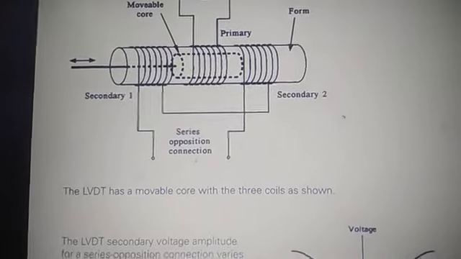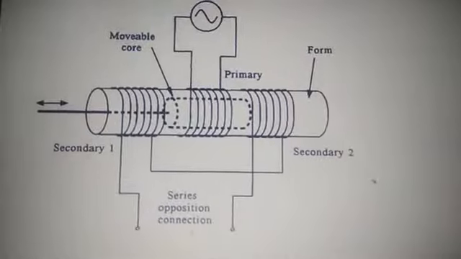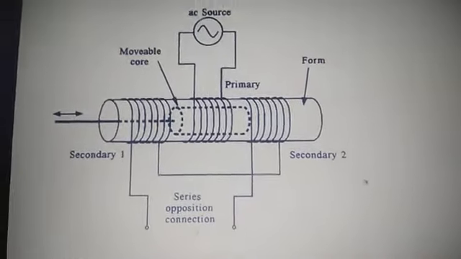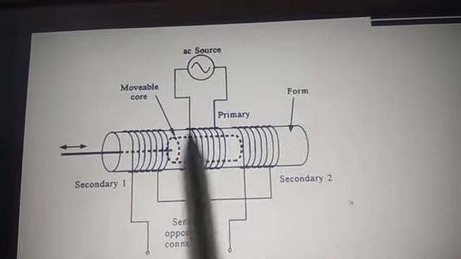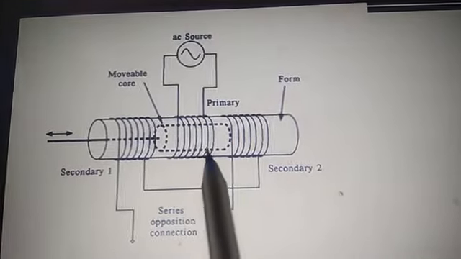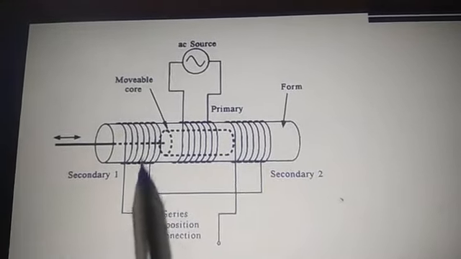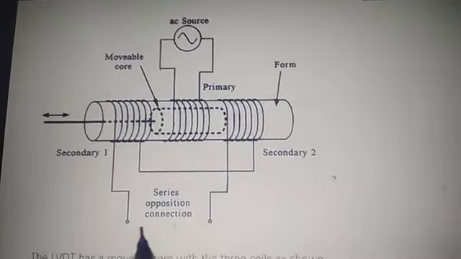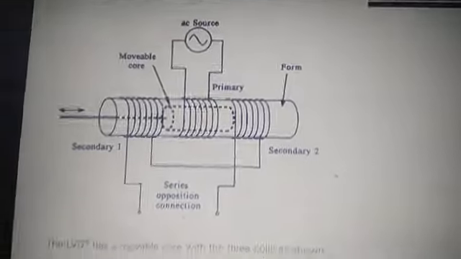The LVDT has a movable core with three coils as shown. You can see these three coils, with the movable core inside this hollow cylinder. This is the movable core. This is the primary winding in between these two. This is secondary. This is secondary. The two wires of the secondary are connected here and the other two will be taken here. Series opposition connection: secondary 1 and secondary 2.